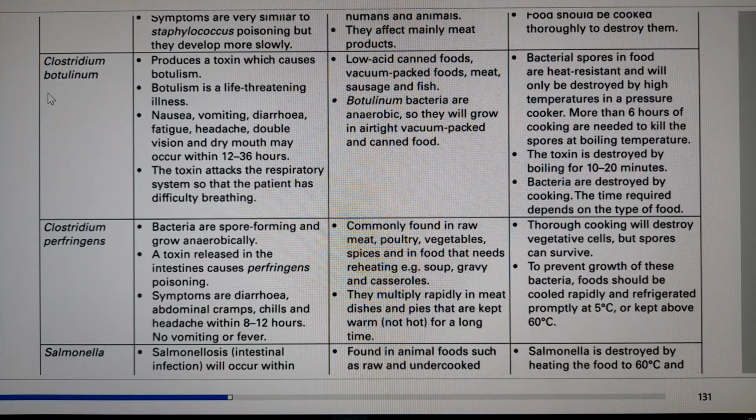And now we have the third one. Okay, this one is Clostridium.